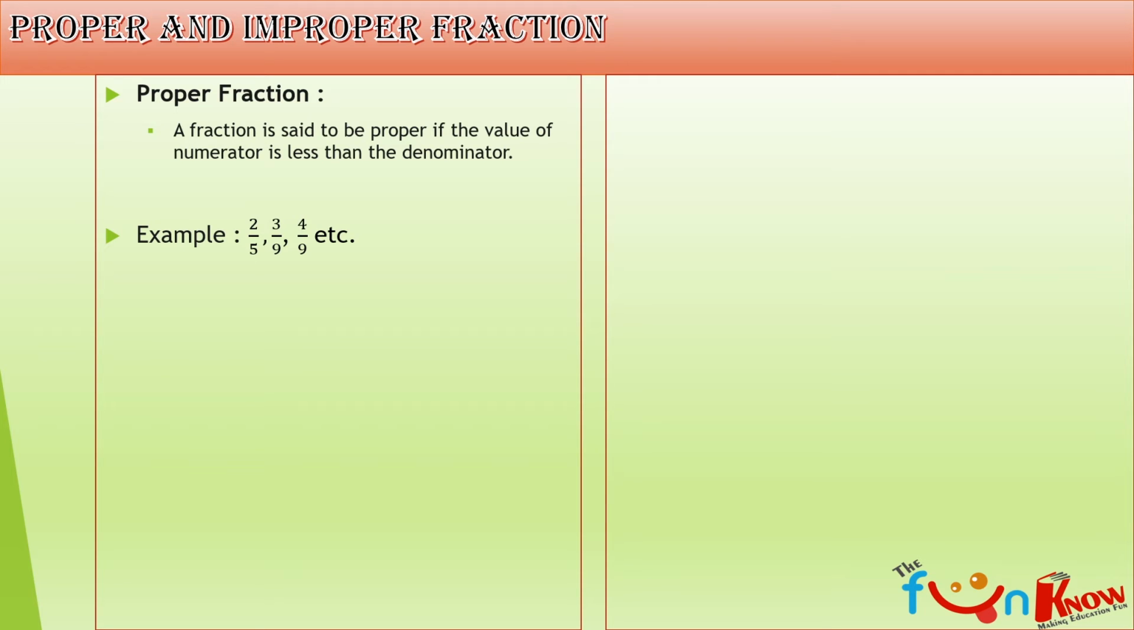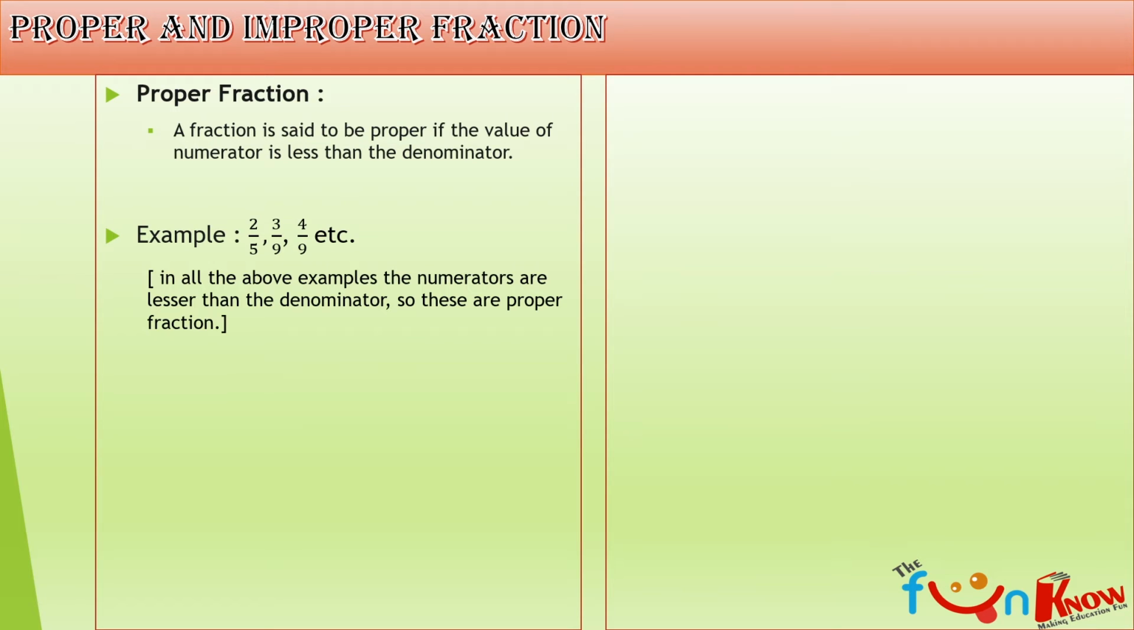3 by 9, 4 by 9. Here 3 is the numerator, 9 is the denominator. 3 is less than 9. Another example, 4 is less than 9. So just because of this, students, we can say that in all the above examples numerators are less than denominators. So all the examples are proper fractions.